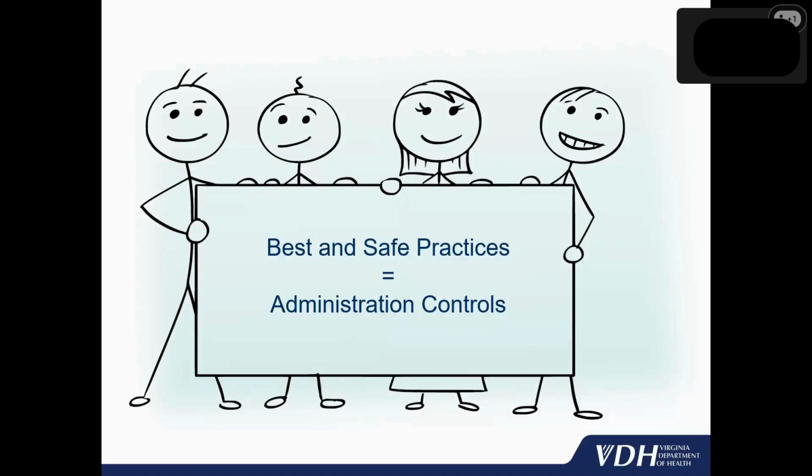Best and safe practices in administration controls for needle stick prevention involve implementing policies and procedures to reduce the risk of needle stick injuries. These practices focus on changing work practices and behaviors to minimize exposures to sharps. Some examples of safe practices include use of neutral zones, hand-to-hand passing, prohibition of recapping, safe disposal, proper training, use of personal protective equipment, and injury reporting and investigation. By implementing these best practices in administrative controls, healthcare facilities can help reduce the risk of needle stick injuries and create a safer environment for healthcare workers.